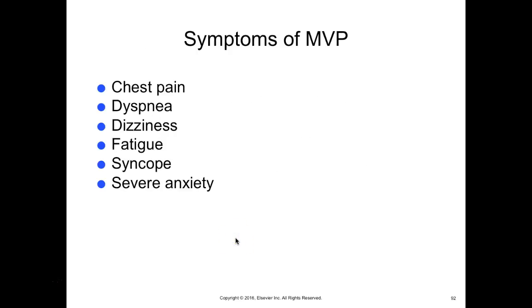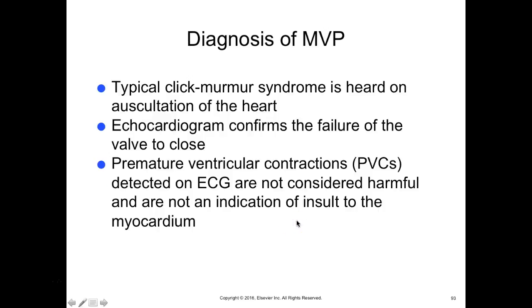Symptoms of MVP: chest pain, dyspnea, dizziness, fatigue, syncope, and severe anxiety. Diagnosis, typically the click murmur syndrome is heard and a swishing sound. Echocardiogram confirms the failure of the valve to close, and then premature ventricular contractions, or what we call PVCs, are detected on EKG, are not considered harmful, and are not an indication of insult to the myocardium.